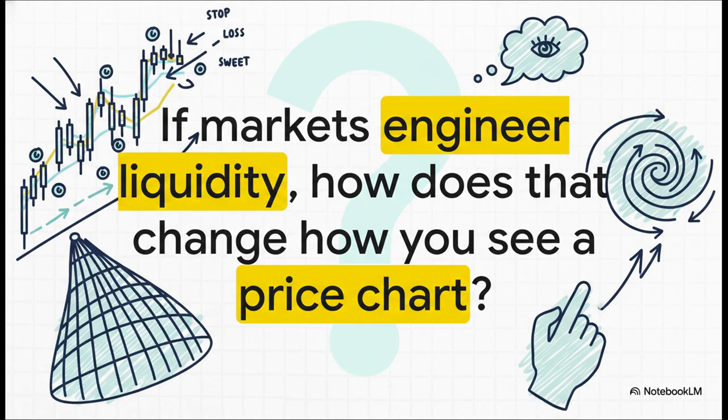The entire theory behind this smart money concept is that these huge institutions are moving the market on purpose to hunt for liquidity. In other words, to trigger all the clusters of stop-loss orders that retail traders have set. So if you start to see price action not as just random noise, but as a deliberate process to engineer that liquidity, how does that fundamentally change the way you look at a simple price chart?